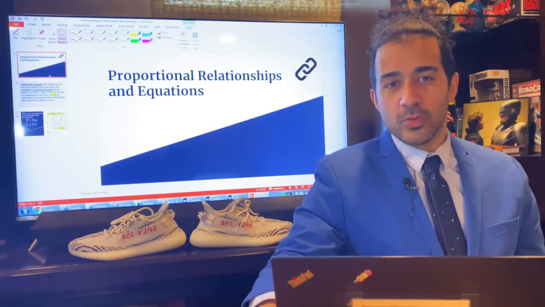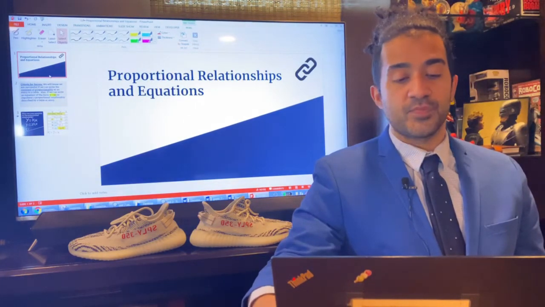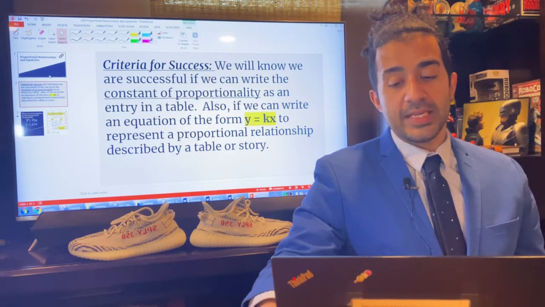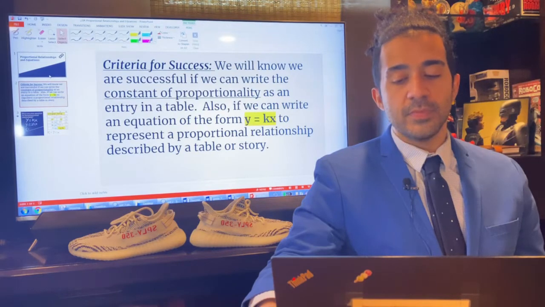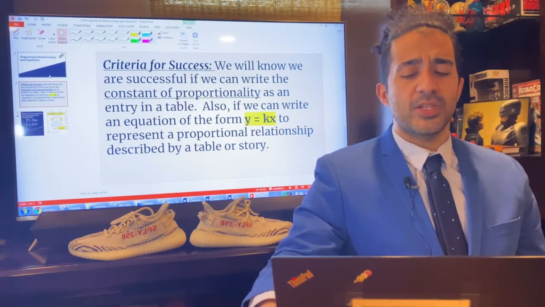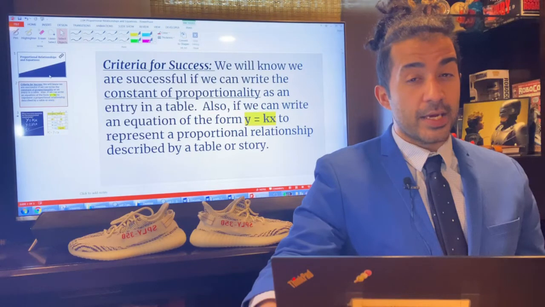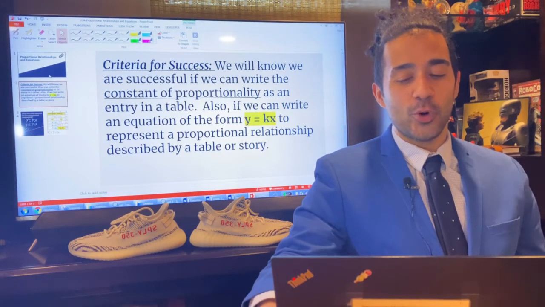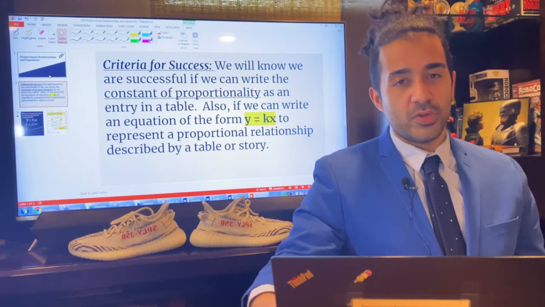Welcome back to the Mr. Donut's Awesome Math Network. As you know, we stay out here, and we are continuing our work with proportional relationships and equations. We're working with equations today. Our criteria for success tells us that we will know we are successful if we can write the constant of proportionality as an entry in a table. Also, if we can write an equation of the form y equals kx, well, my students out there, hope you remember that, to represent a proportional relationship described by a table or a story.